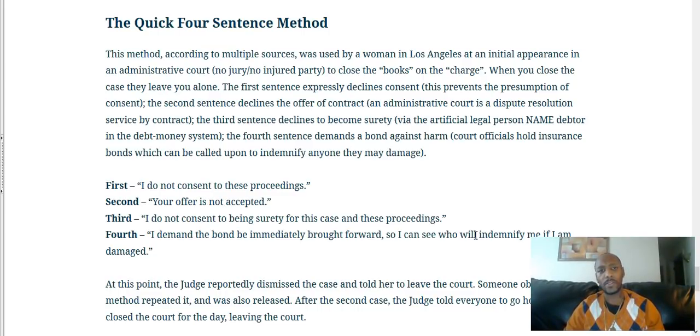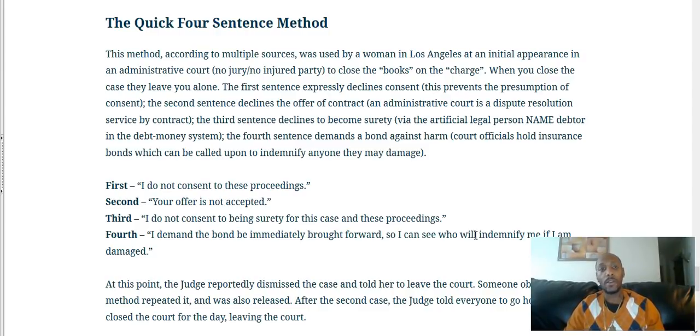The first sentence expressly declines consent, which prevents the presumption of consent. The second sentence declines the offer of the contract. An administrative court is a dispute resolution service by contract. The third sentence declines to become surety via the official legal person, aka legal person named debtor in the debt money system, which is your corporate entity.